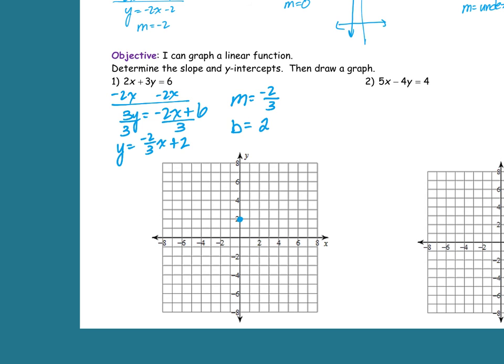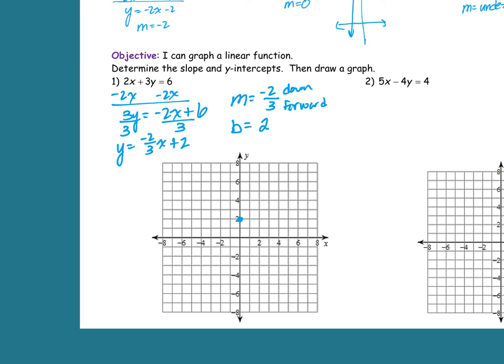And I'm going to use my slope. My slope says I'm going to go down 2 and forward 3. This says down because it's negative, and this is forward because it's positive. Sorry, I can't spell and talk at the same time, and I probably still spelled forward wrong. Let me fix that because Miss Gilpin's going to make fun of me when I make mistakes. Forward, okay? So I'm going to go down 2 and forward 3.